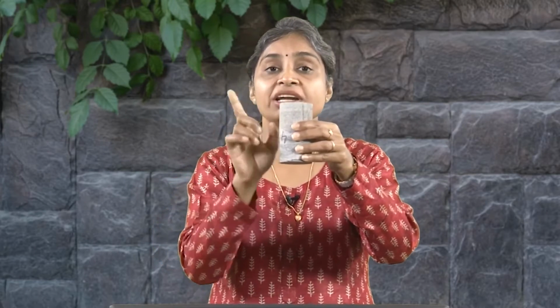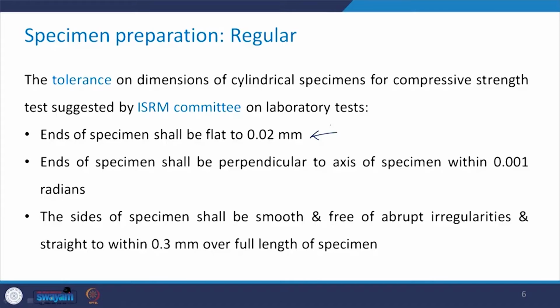Then the sides of the specimen should be smooth and it should be free of the abrupt irregularity, and it should be straight to within 0.3 mm over the full length of the specimen. So you see, this is the full length of the specimen. These sides should be straight all along its length, and only difference can be, which is allowed, is 0.3 millimeter over the full length of the specimen.